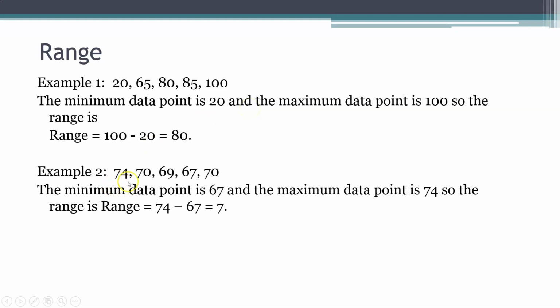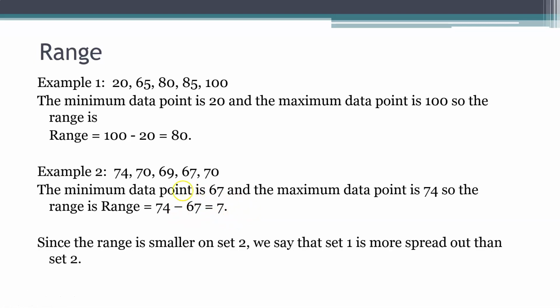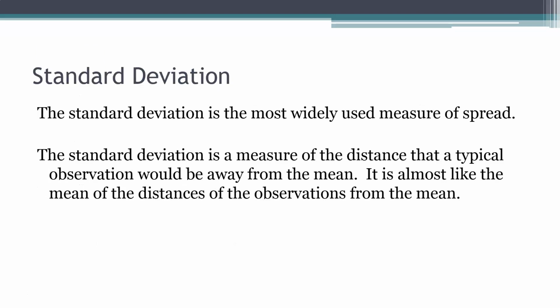If we look at the second data set, our maximum data point is 74, and our minimum data point is 67. So when we do our maximum minus our minimum, we get 7. So we've got two data sets there. The range is smaller on the second data set, so that one has less spread or less variability than the data set in example 1. All right, so that's all there is on the range.